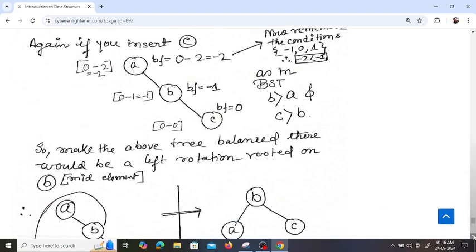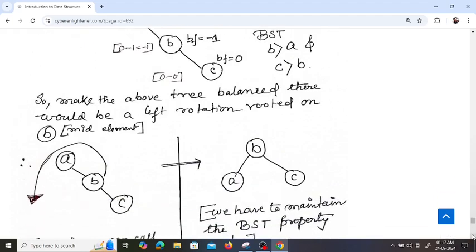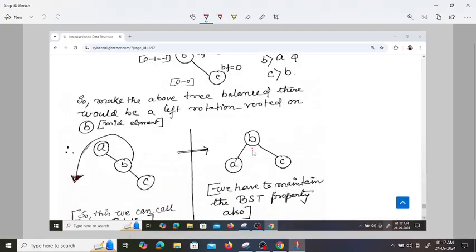Minus 2. So what do you have to do? In this case, to make the above tree balanced, there will be a left rotation rooted on B. That means you take the middle element and pull it up, and A has to go to the left side. So B will be going up, and because it is a left rotation, A will come here.